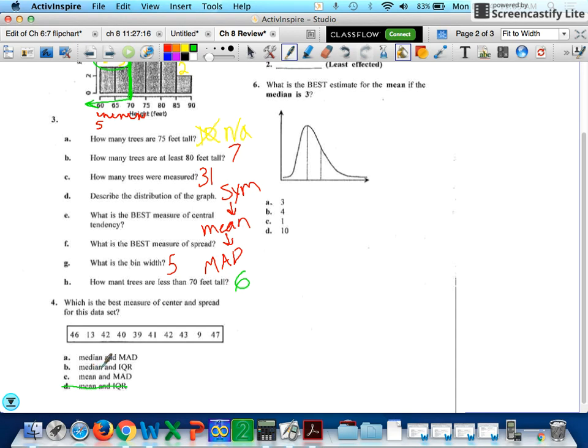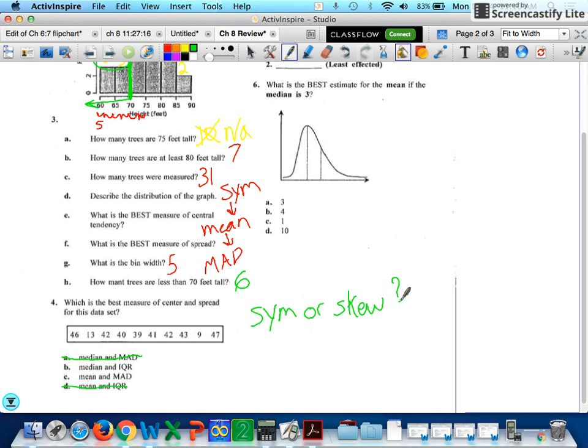Similarly, we know that median goes with IQR, which means A cannot be right. We're down to a 50-50 shot right here from the get-go. To get the rest of it, you have to actually know what this question's asking, and that's kind of tricky, okay? It's saying what's the best measure of center and spread. What it's really asking is, is this data symmetric or skewed? That's what it wants to know.